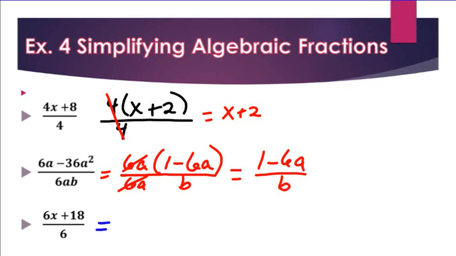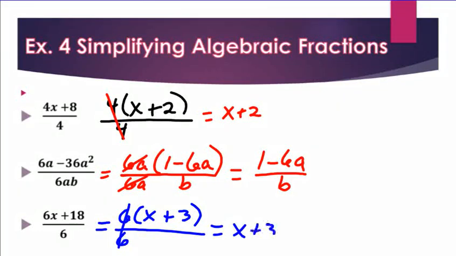And the last one here, 6x plus 18, I can take a 6 out. That leaves me with x plus 3 divided by, I can factor out a 6 here. The 6's cancel out, I'm left with x plus 3.